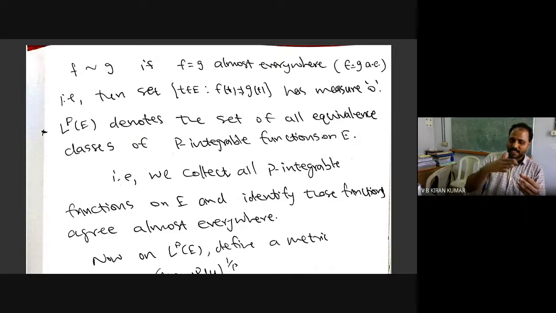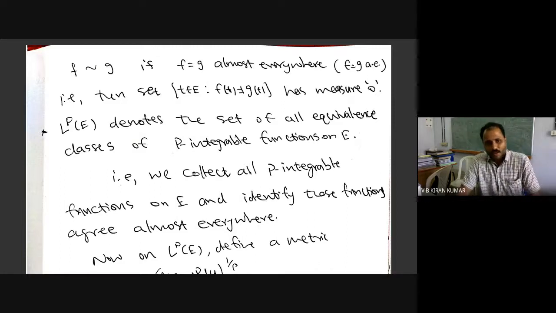Then that equivalence relation will give you a partition of the set. I mean, the set of all p integrable functions will be partitioned into equivalence classes, right? That collection of equivalence classes of functions is called L^p(E). So L^p(E) denotes the set of all equivalence classes of p integrable functions on E, with respect to this equivalence relation.